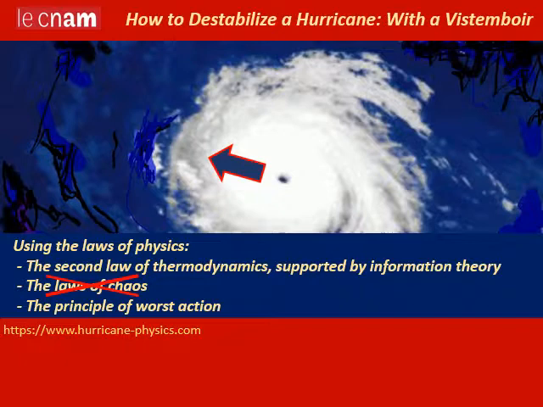Hurricanes are structures that form at sea using the laws of physics. We propose a method and an apparatus called a Vistemboir that uses those same laws to weaken hurricanes.